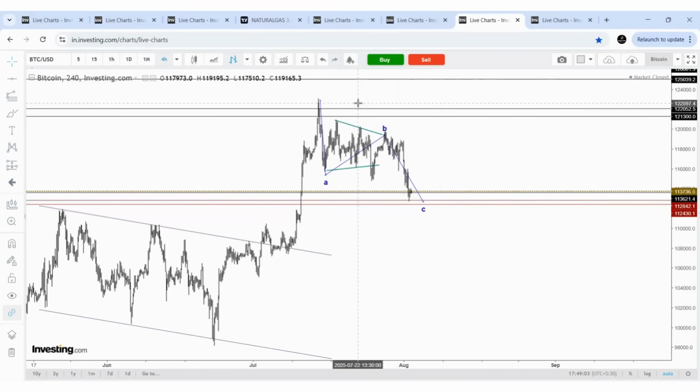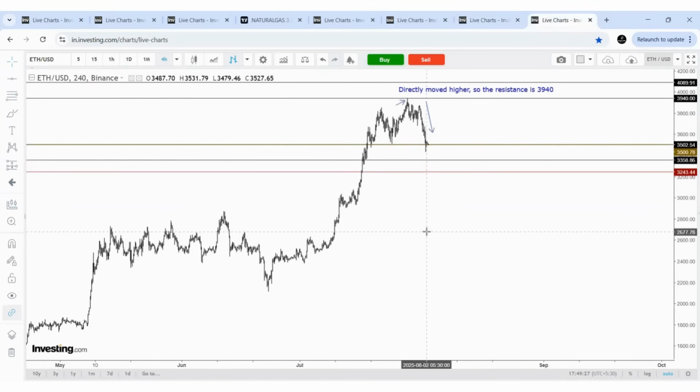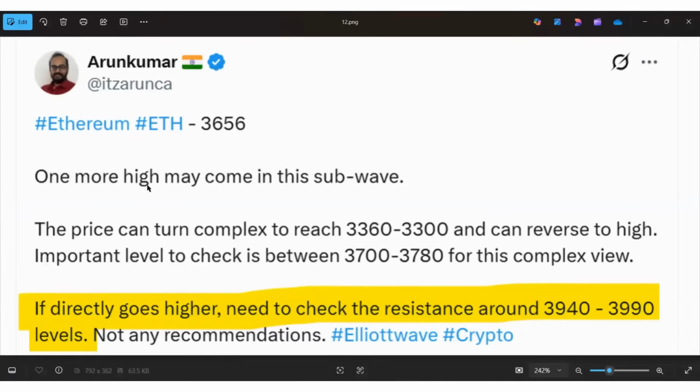Okay, this is how Elliott Wave works, and hope you remember we identified this resistance and the consolidation also. So next, one important example in Ethereum, right? That is very important to show. See, this is Ethereum, and when I share this, one more high may come in this subwave.